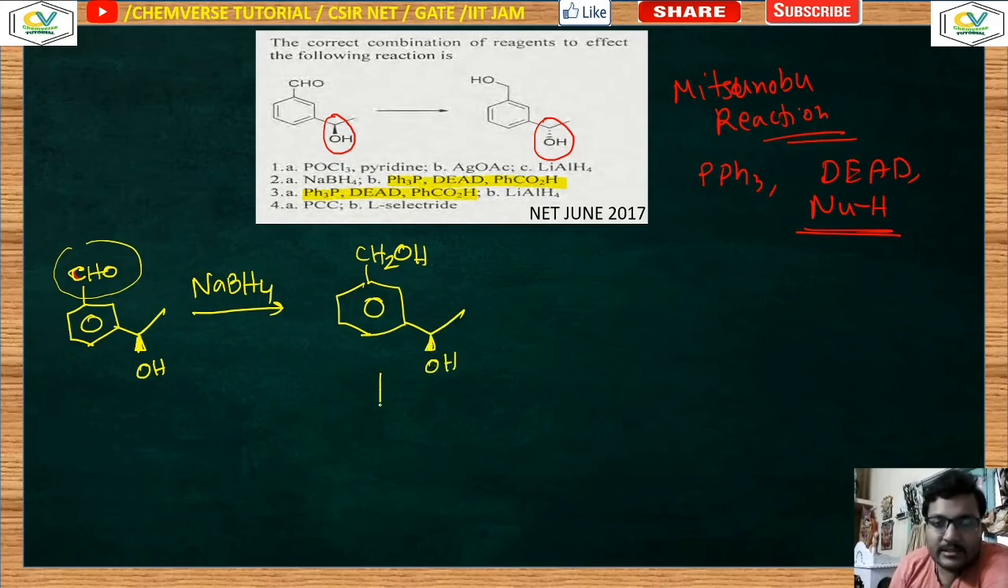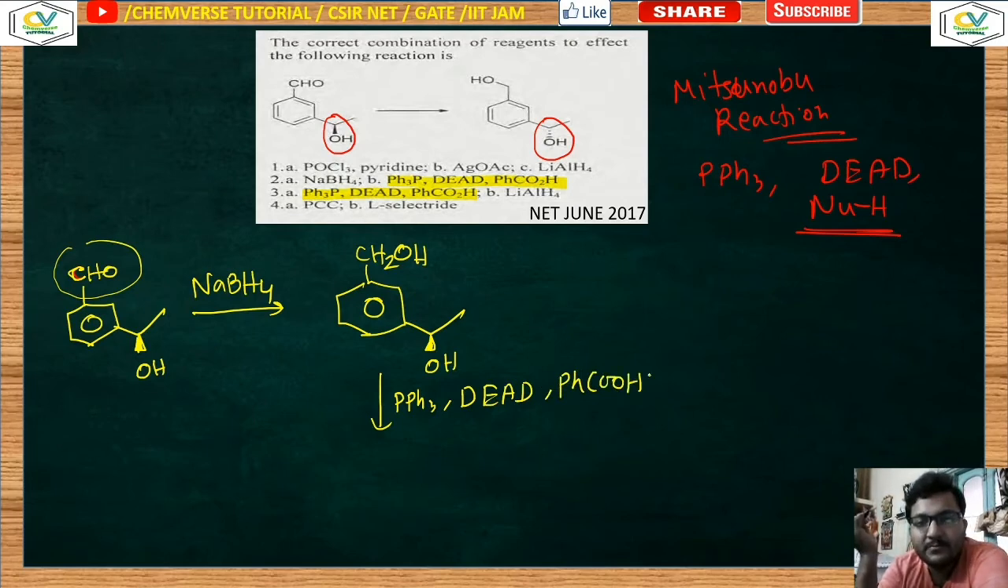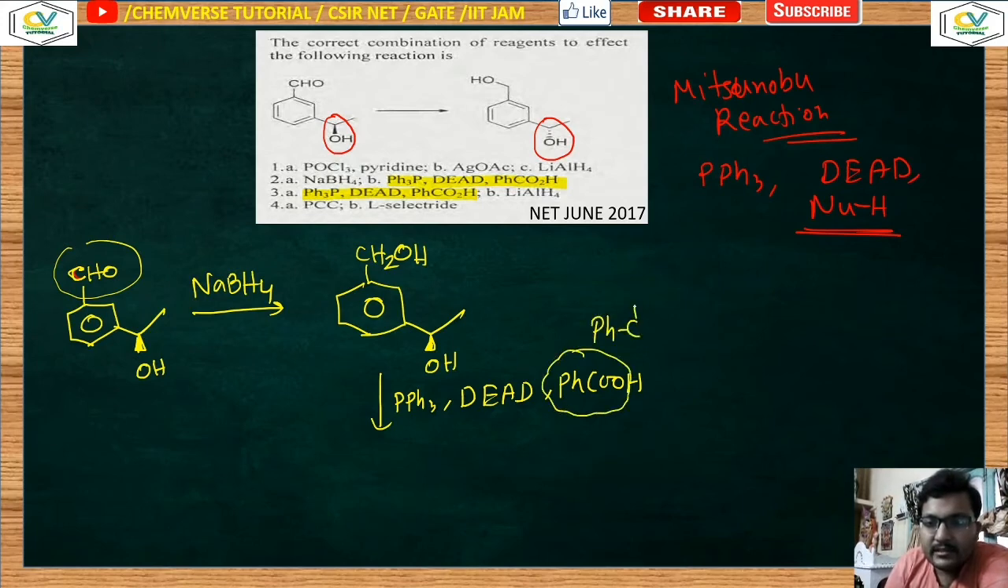And in the second step, what is happening? The second step is PPh3, DEAD, and PhCO2H. So in this case, this is your nucleophile, PhCOO minus. This nucleophile will attack at this position, and there will be an SN2 attack. So it will invert the stereochemistry. So now it will be OCOPh.